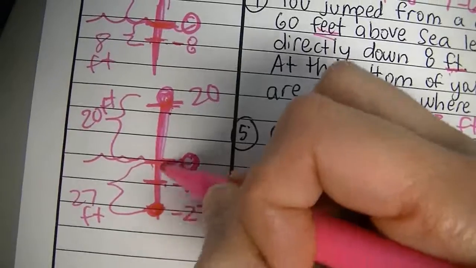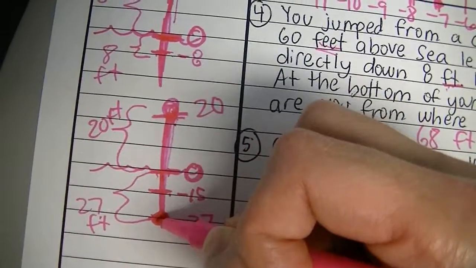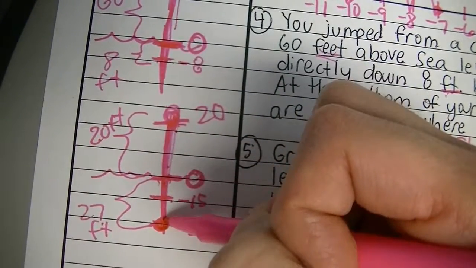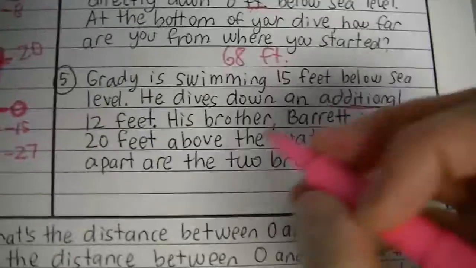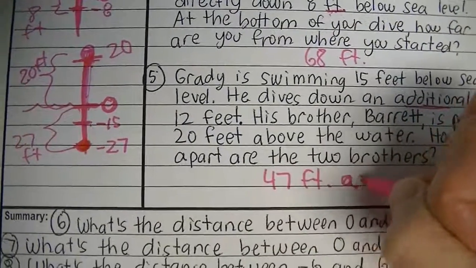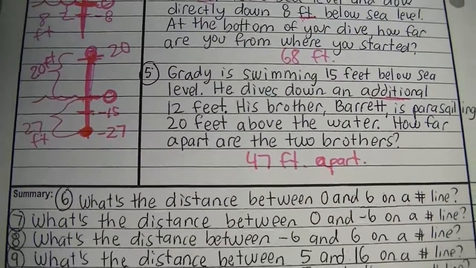I said distance, okay? Distance is always positive. So this length from here to here is 27 feet. So 20 feet plus 27 feet gets you 47 feet. That's how far apart they are. Okay, they're 47 feet apart.